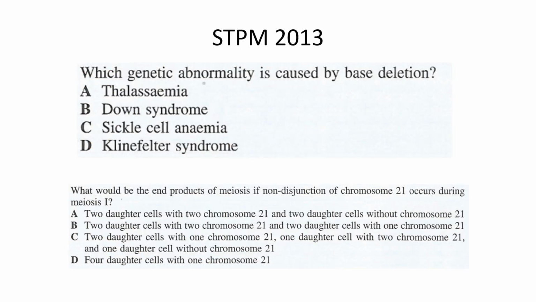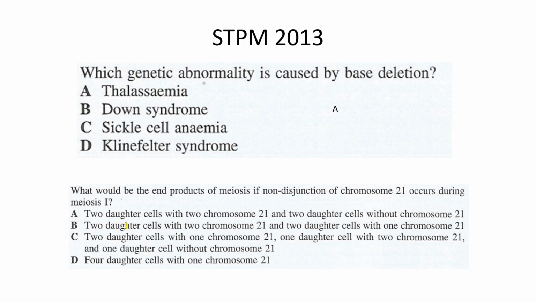2013 STPM. Which genetic abnormality is caused by base deletion? Obviously, it is not Down syndrome and Klinefelter syndrome. Is it sickle cell? Sickle cell is the substitution of the base, not the deletion of the base. So the answer is thalassemia. What would be the end products of meiosis? Now you try to answer this question first.